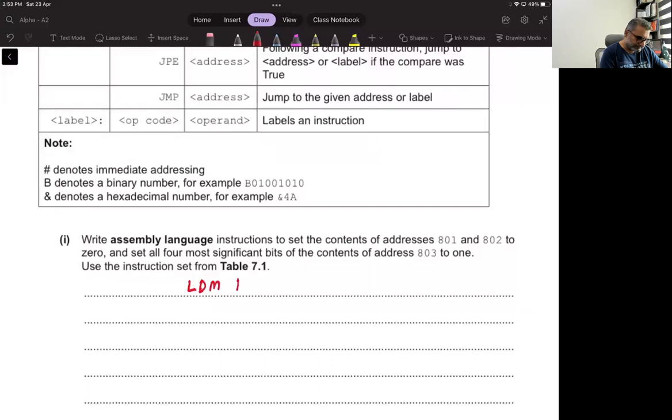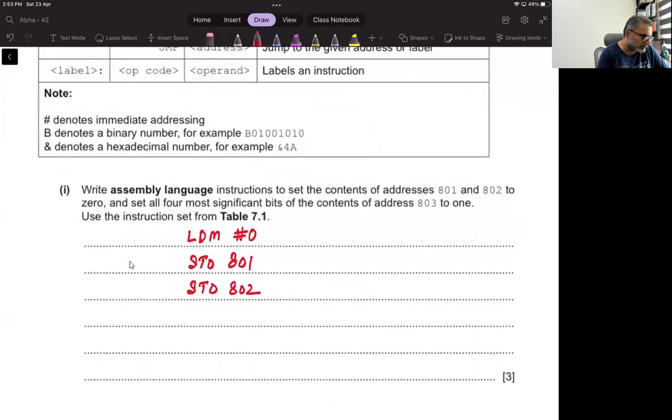LDM. So we load 0 to the accumulator, and now we are going to store it in 801, and then we are going to store the same in 802. That's it. Now set all 4 most significant bits of the contents of address 803 to 1. All most significant bits to 1.